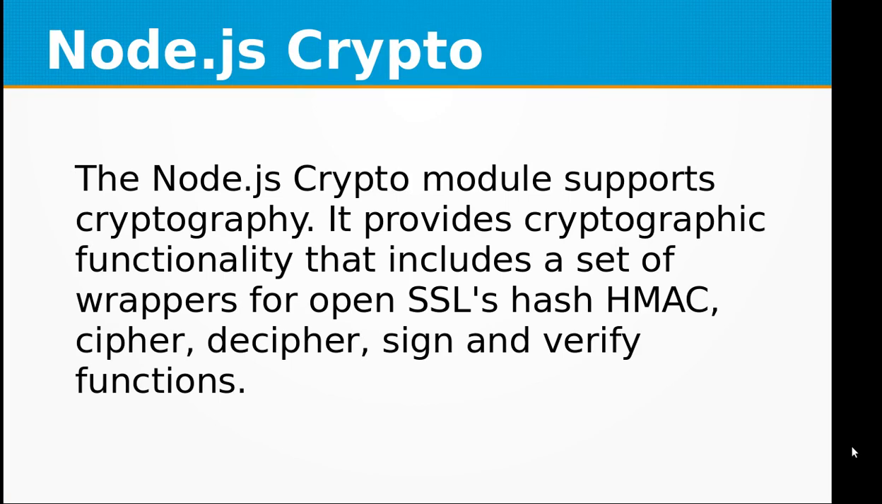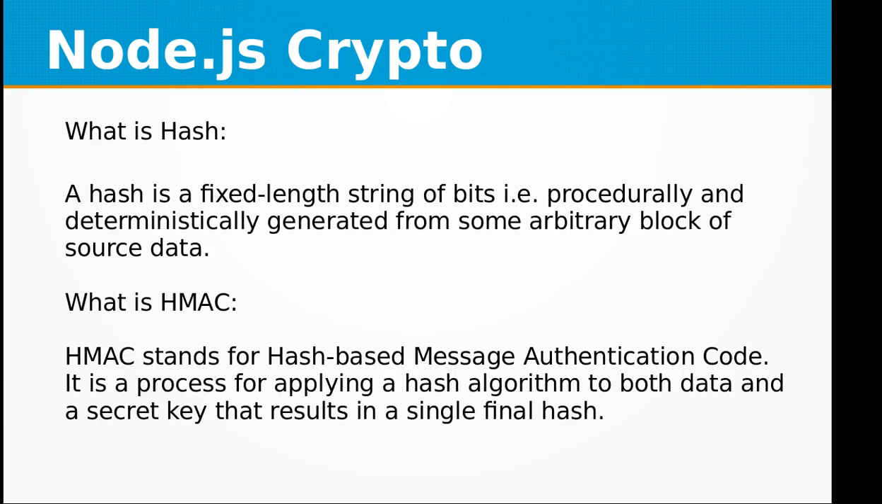The Node.js Crypto module supports cryptography. It provides cryptographic functionality that includes a set of wrappers for OpenSSL's hash, HMAC, Cipher, Decipher, sign and verify functions. What is hash? A hash is a fixed length string of bits that is procedurally and deterministically generated from some arbitrary block of source data.